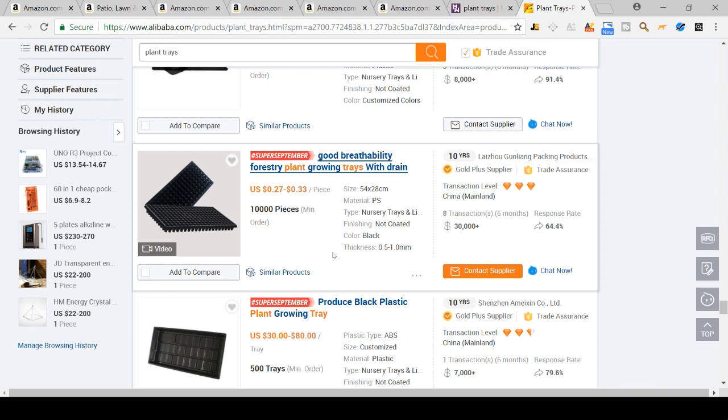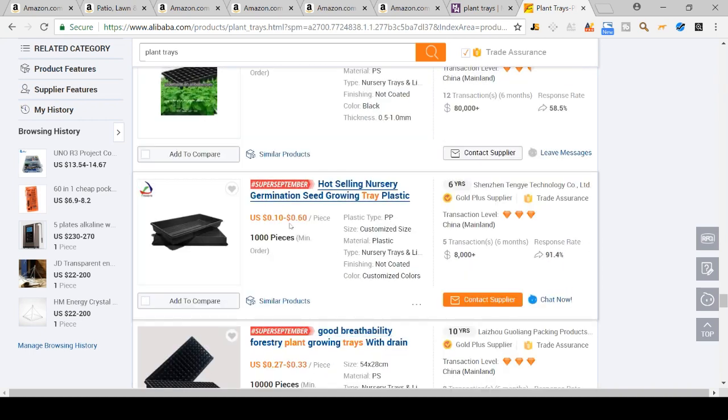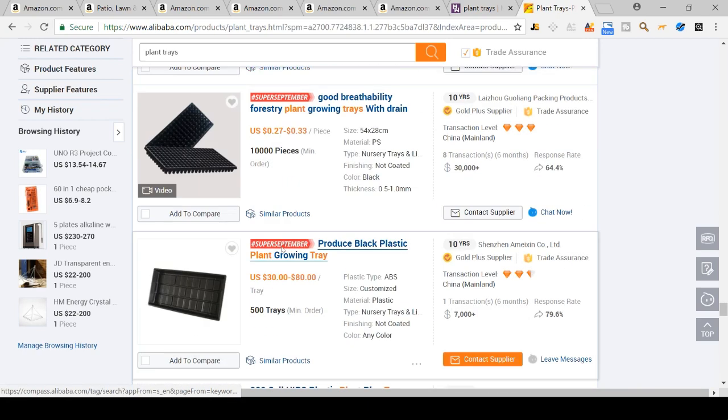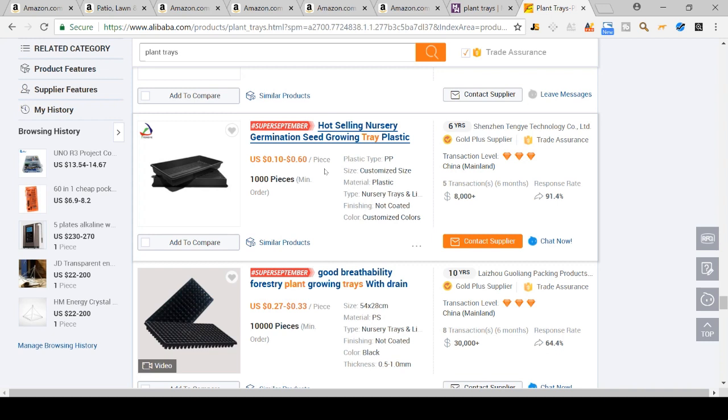So now we have a choice. We can either check with this supplier, or we can check with the other suppliers as well. It's not a big deal. We have to start communicating with them, and we have to get the samples, and we have to negotiate on the pricing, and then decide which supplier to go with.